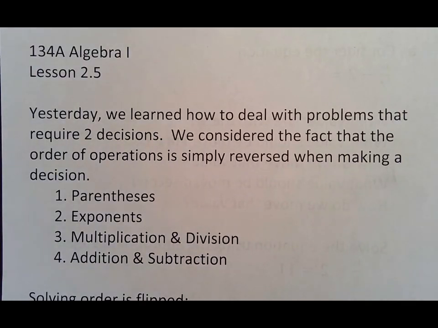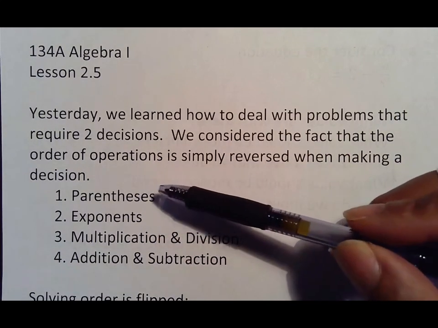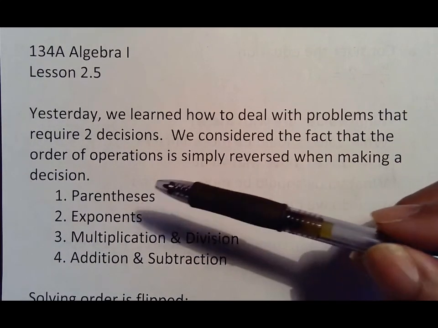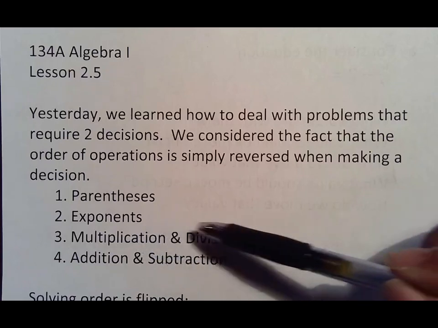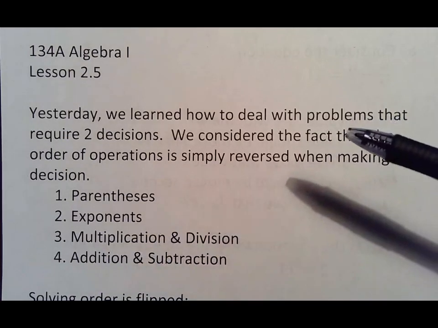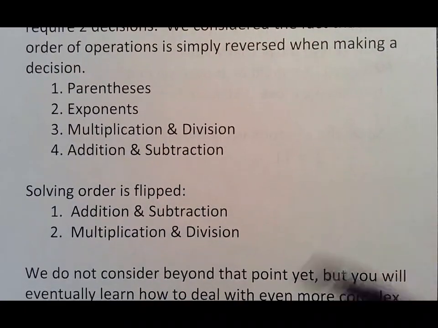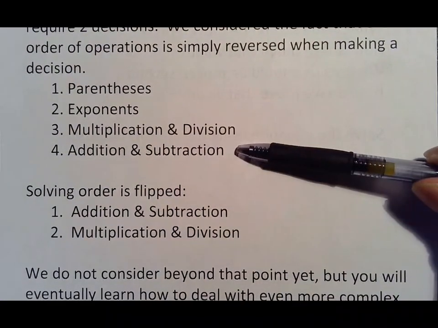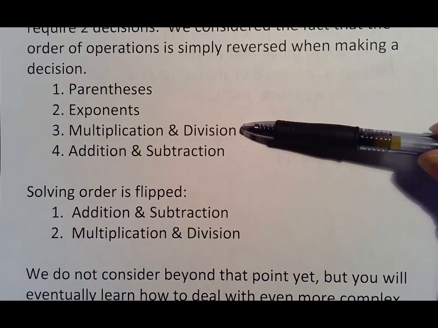2.5, looking at yesterday's lesson, we learned how to deal with problems that require two decisions. We considered the fact that order of operations just gets reversed when we make our decision. When we learned order of operations, it was parentheses first, exponent second, multiplication and division third, addition and subtraction fourth. But whenever we do solving, we flip that around, so our first would actually be addition and subtraction, and our second would be multiplication and division.